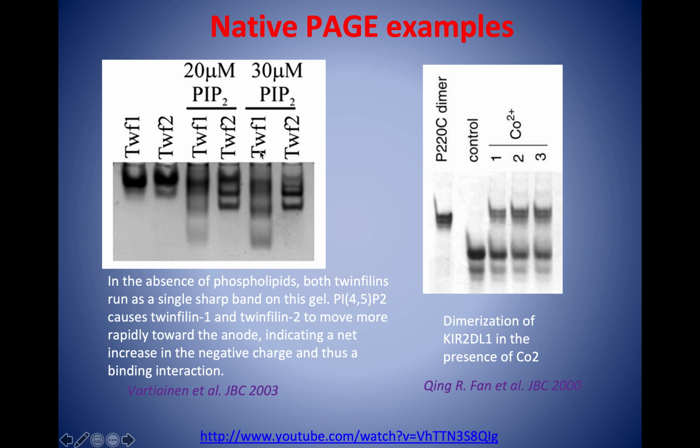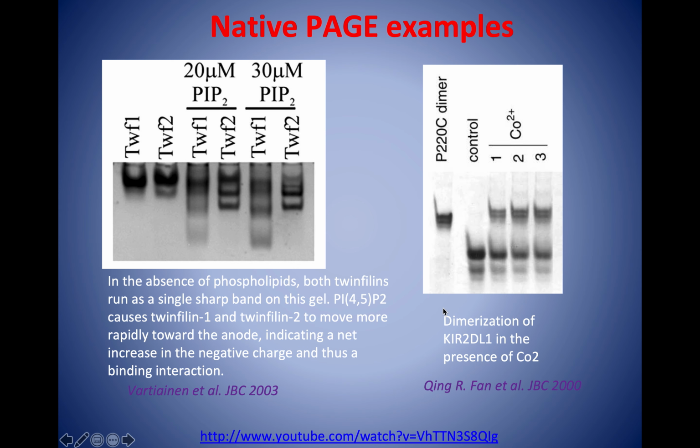Alright, so let's have a look at the examples. On your left over here is from a journal in 2003. There is a video over here if you're interested, so just copy and paste it into YouTube to be able to view it. As you can see over here, the description: in the absence of phospholipids, both twinfilaments run as a single sharp band on this gel. So this is the TWF1 and 2.